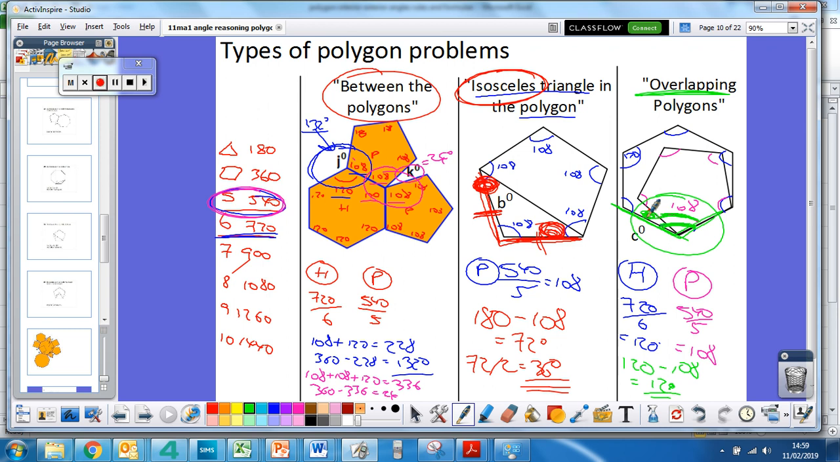All 3 problem types all started with this simple list, going up in 180s. They all involved filling in the angles inside, and they all involved using some simple angle rules like angles at a point, or isosceles triangles, or here, just looking at the difference between those 2 numbers. That will guarantee you can get 4 marks whenever one of these questions comes up.